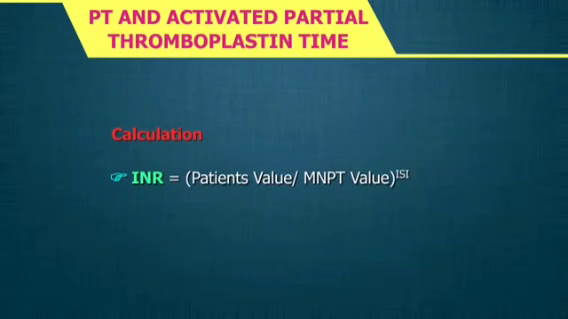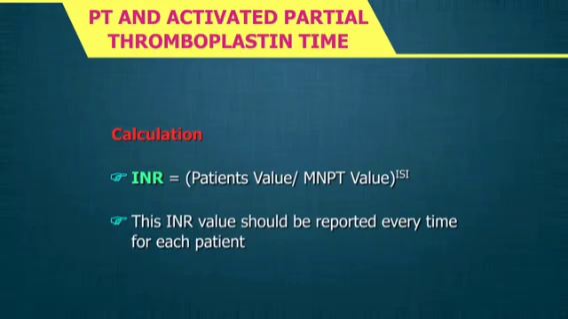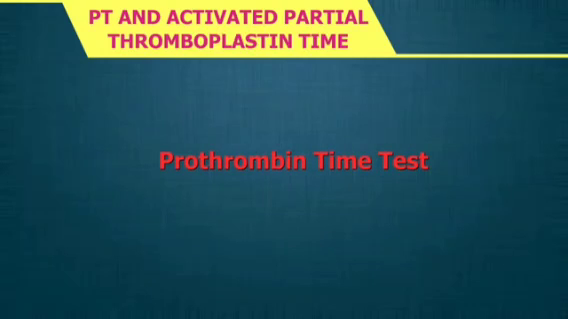Once the MNPT is known, INR can be calculated by this formula. INR is equal to the patient's value divided by the MNPT value, raised to the power of the ISI value. This INR value should be reported every time for each patient. Now let's learn about the procedure of PT.